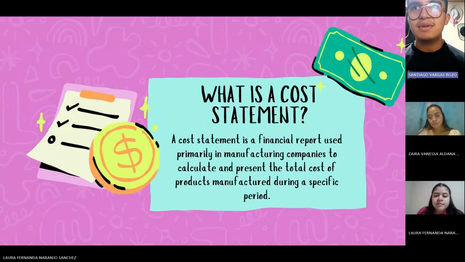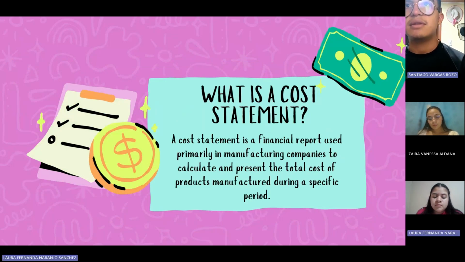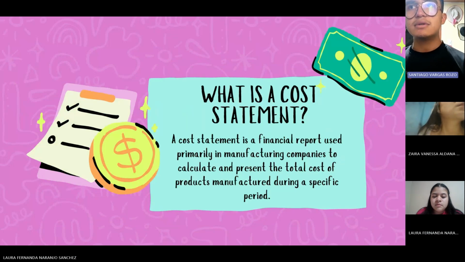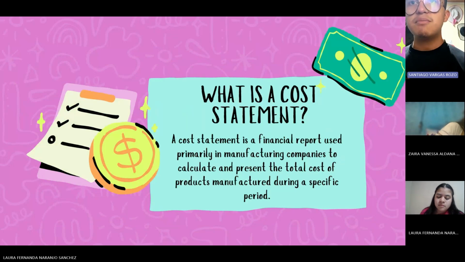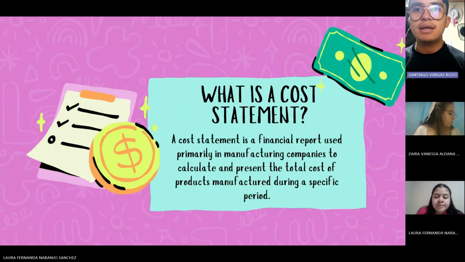The cost statement is a financial report used in cost accounting to calculate and detail the total cost of production in a company. This document helps to understand how costs are distributed throughout the production process and facilitates strategic decision making.